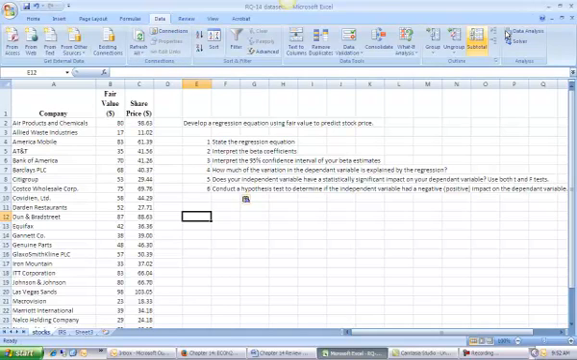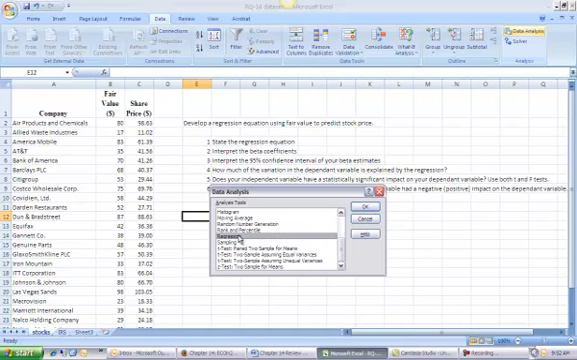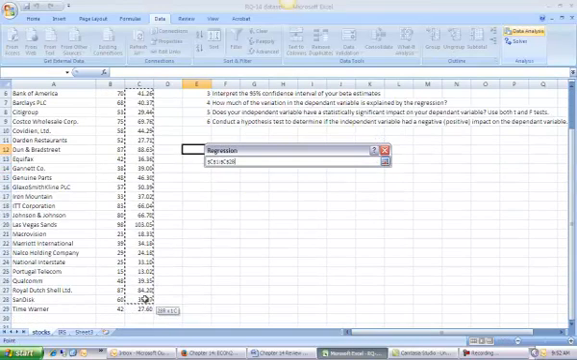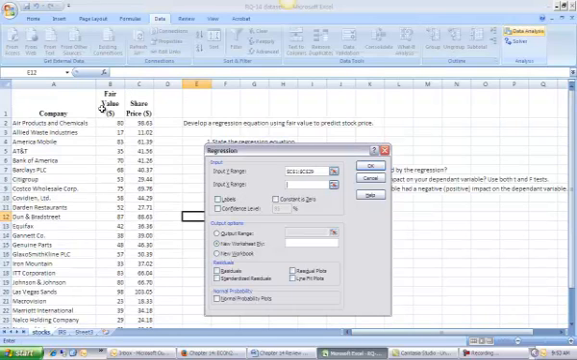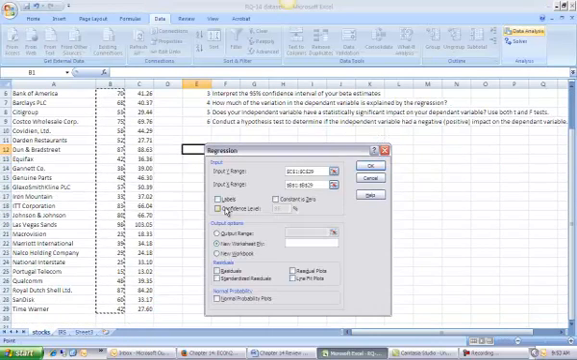So the first thing I'm going to do is go into data, data analysis, and regression. Scroll here. Click OK. My Y variable is my share price. That is my dependent variable, so I believe fair value can be used to predict stock price. So stock price is my dependent variable, my Y variable. My X variable is the variable that I use to make that prediction, so that is my fair value there.